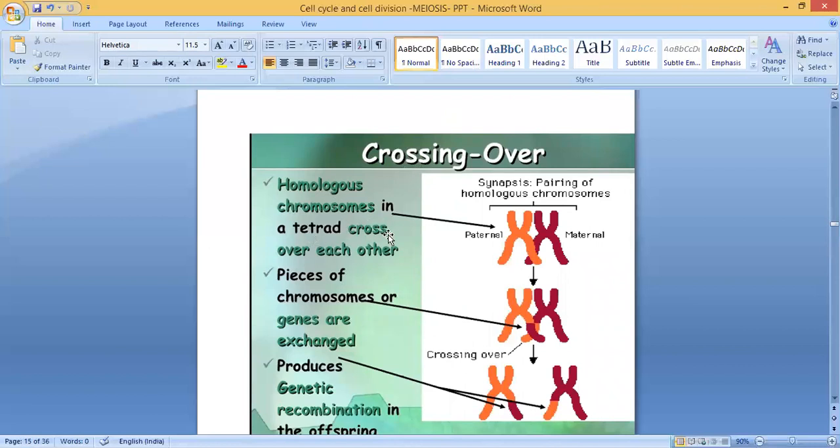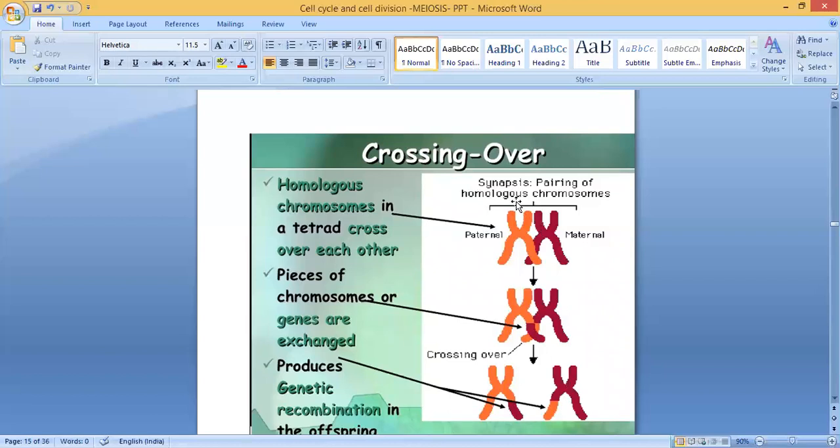Yes, this is where crossing over takes place. Homologous chromosomes in a tetrad cross over each other. You see, in this one pair of homologous chromosomes, crossing over will take place. Pieces of chromosomes or genes are exchanged. You can see the colors here. This is paternal, this is maternal. Here crossing over takes place and the genes are exchanged. You can look at the next figure and identify easily. This is a paternal part, this is a maternal part, and the same here. So pieces of chromosomes or genes are exchanged. After crossing over, this produces genetic recombination in the offspring.